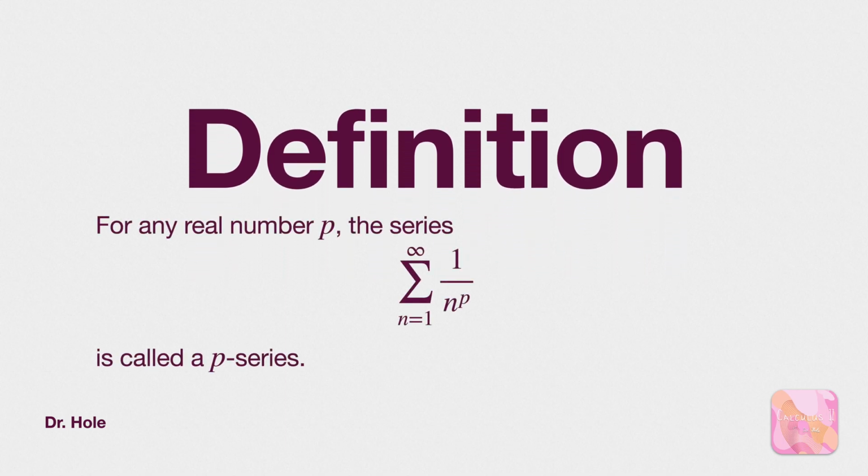So for any real number p, the series summation from n equaling 1 out to infinity of 1 over the index raised to this fixed value p is called a p-series. All right, quick quiz. What is the value of p which gives the harmonic series? Well, the harmonic series is 1 over n, and that would require that p equals 1.